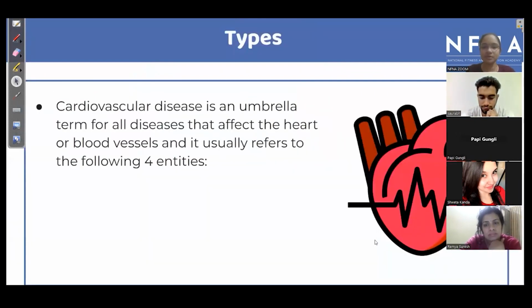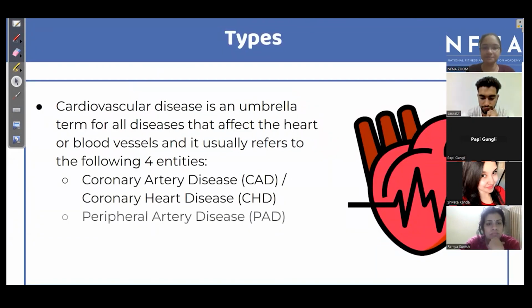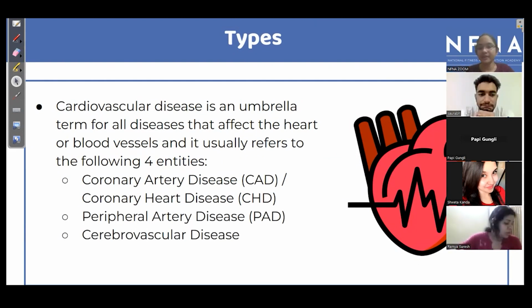Now coming to the types of heart diseases. Cardiovascular disease is like an umbrella term. Under that we have three different categories: coronary heart disease or the coronary artery disease, the other one is peripheral artery disease, and the other one is cerebrovascular disease. I told you there are two systems, right? Heart and blood vessels. Now just let me write it down.